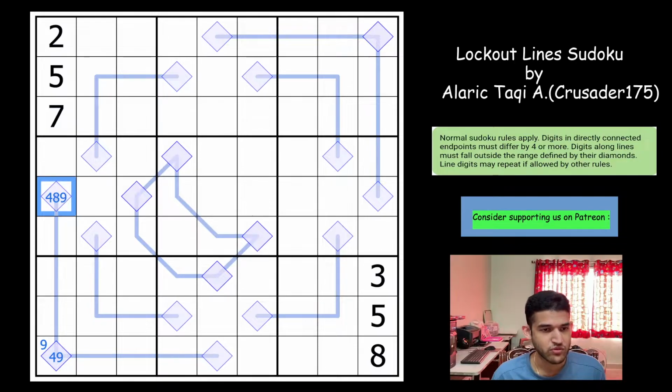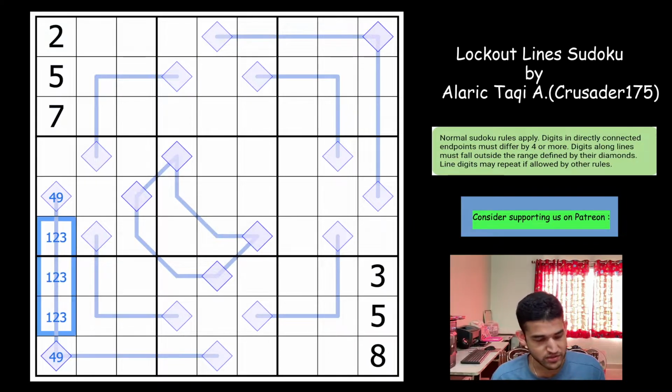And now we have 2 possibilities with this. 4 and 8 or 4 and 9. If you have 4 and 9, let's say you eliminate the 8 from here. Let's say this is 4 and 9. And now the only possible digits that you can put in these diamonds are 1, 2 and 3. That is also not possible.